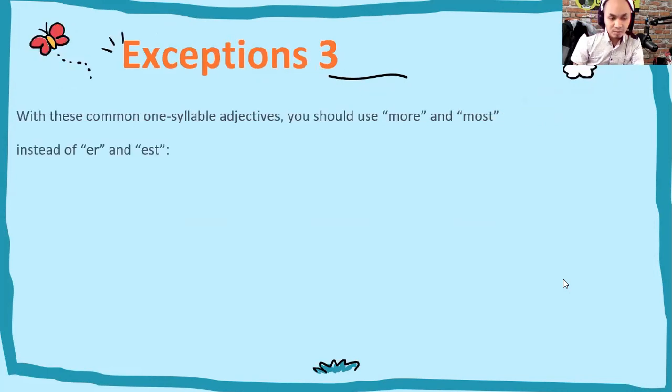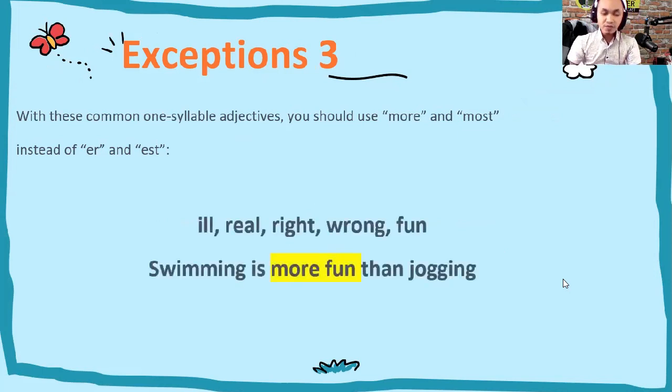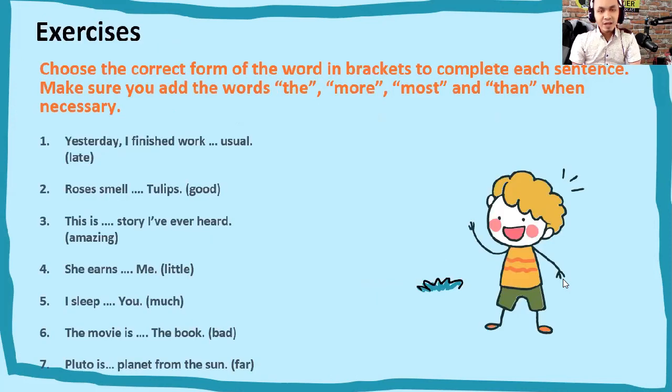Let's take a look at exception number 3. With these common one-syllable adjectives, you should use more and most instead of ER and EST. Let's take a look at an example. If you find these words like ill, real, right, wrong, fun, you can use more. Don't use ER. There is no iller. There is no realer. There is no funner. You can use more fun. Swimming is more fun than jogging. This is the example.